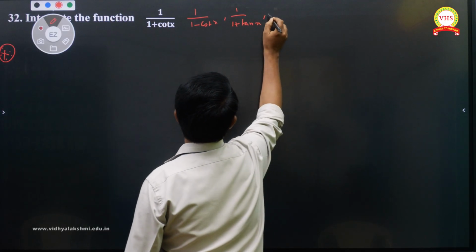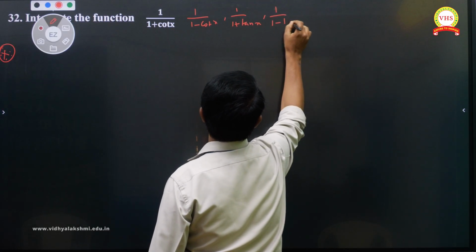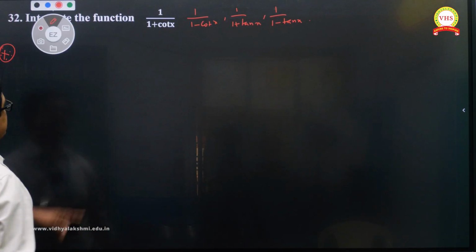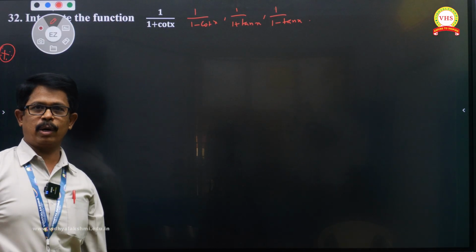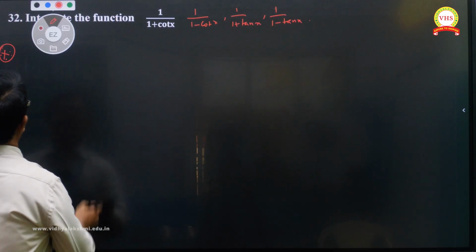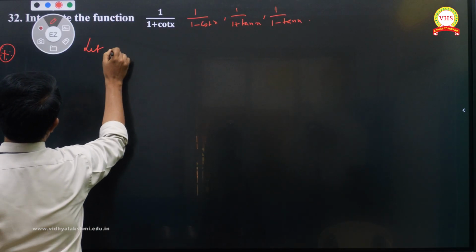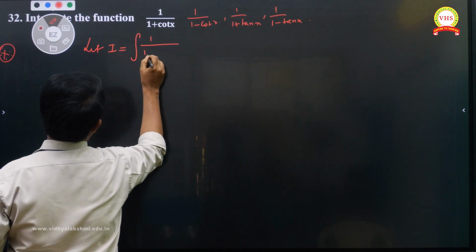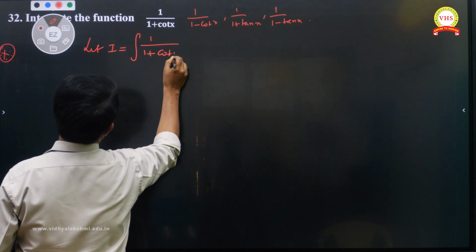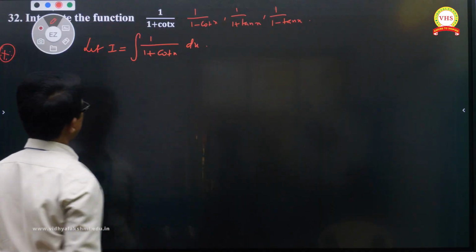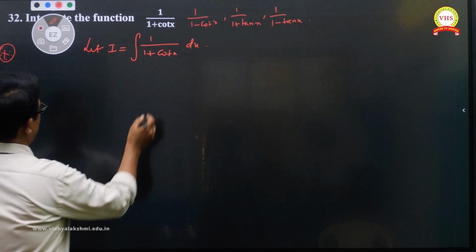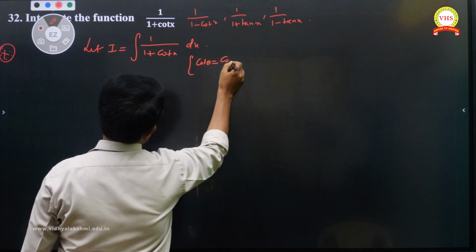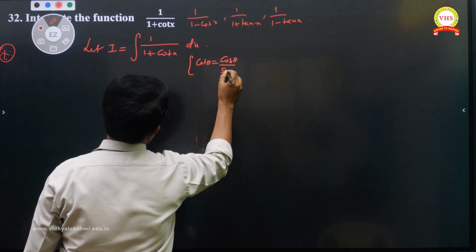I think one more question, 1 by 1 minus tan x or 1 plus cos x, will come after this sum. Yes, these kinds of sums are important. Now let the integration I equal integral 1 by 1 plus cot x dx. Here, cot theta equals cos theta by sin theta.